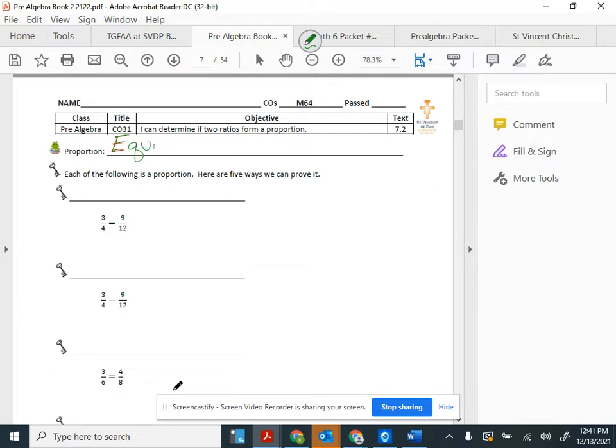Equivalent fractions, rates and ratios. So now we're going to find out how we can prove that something is a proportion.